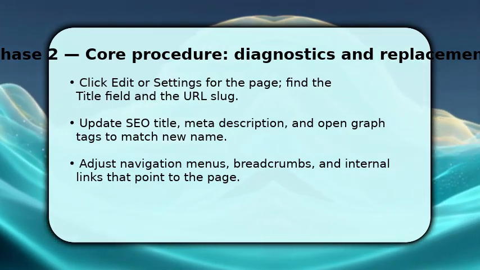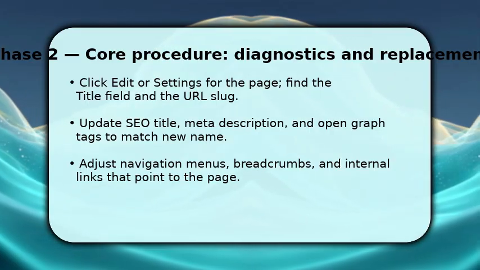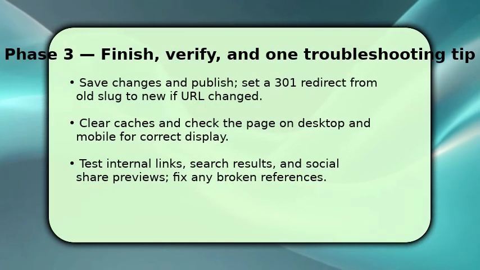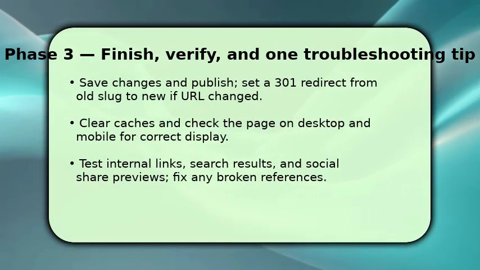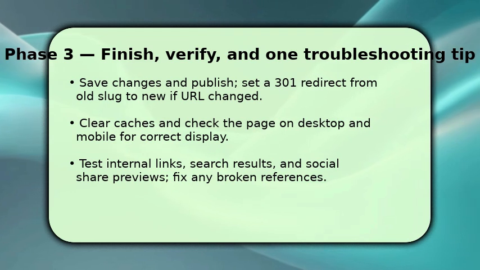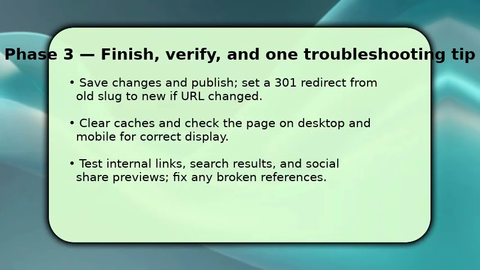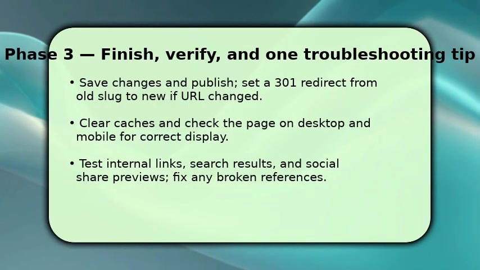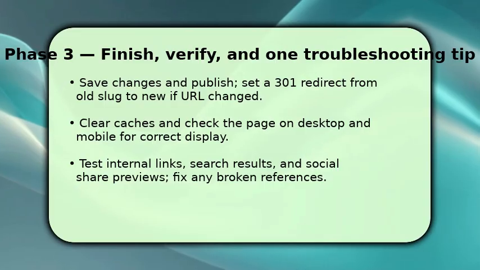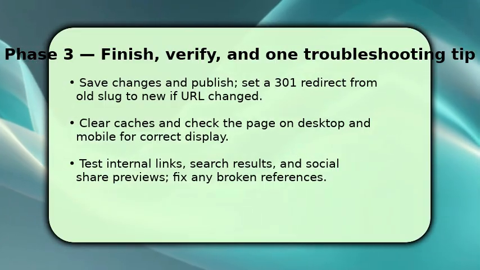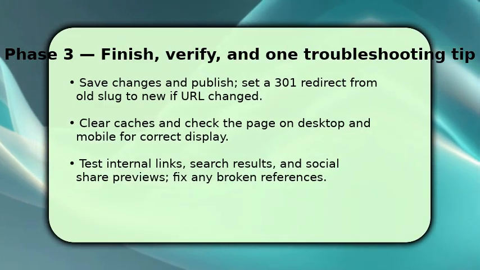Save and publish your changes, then set a 301 redirect from the old URL to the new one if you change the slug. This preserves SEO and user bookmarks. Clear any site and CDN caches, and verify the page loads correctly on desktop and mobile. Finally, test internal links, search results, and social preview cards to ensure consistency.